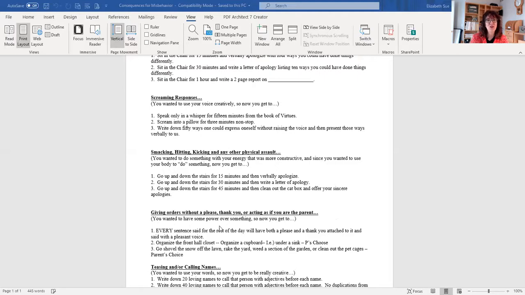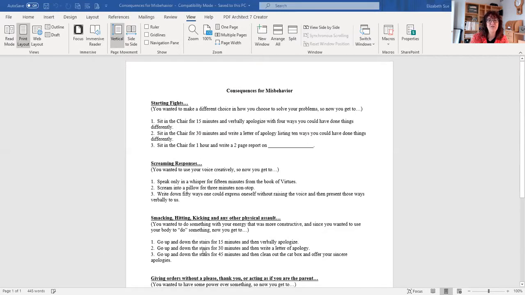And so this is where you have to temper some of that with, okay, well, maybe instead of 15 minutes, maybe you have to go up and down for 3 minutes. And why? Because you get all this extra energy out.